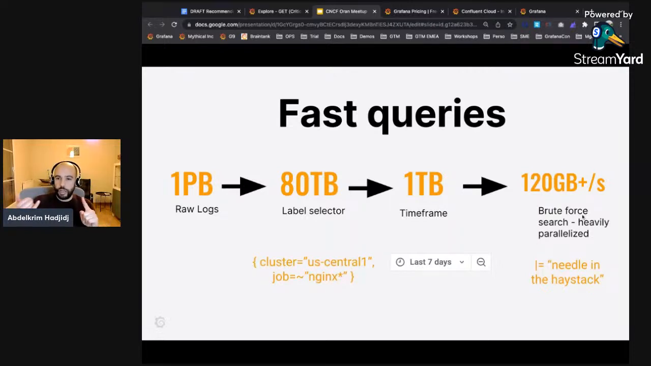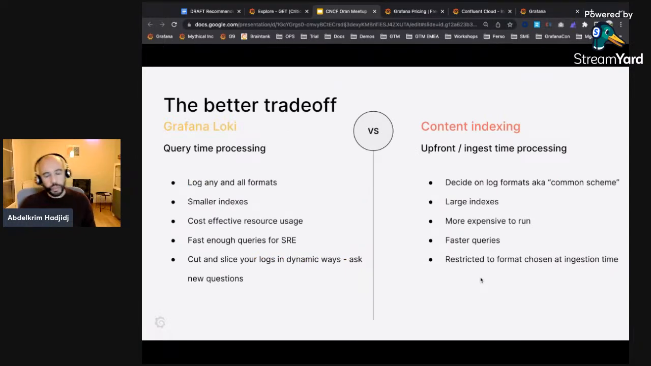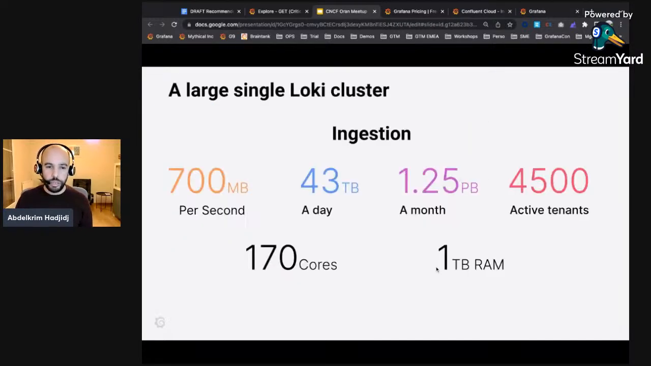So here you have a smaller index, so you pay less money, but for this SRE and observability use case, the speed is enough to be used. So it's really a better trade-off between systems like Elasticsearch or Splunk, which are based on things like Lucene or any indexing system, versus Loki, which has a better way of handling these use cases.